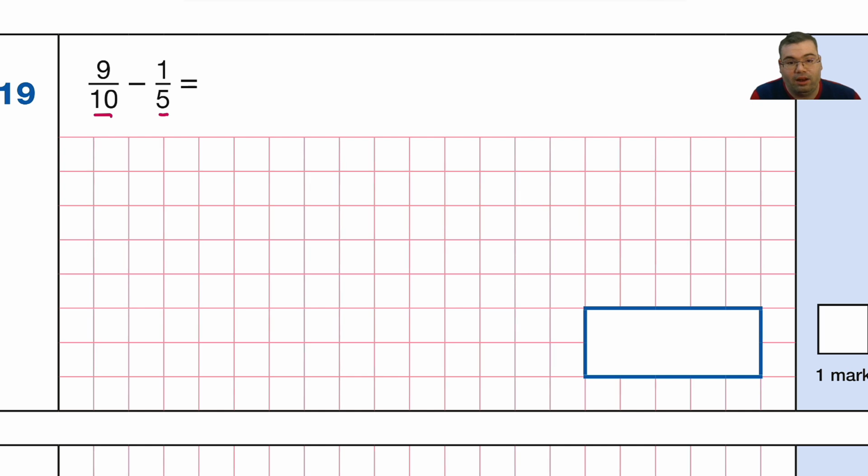So this question, we know that we need to make the denominator the same. Here we can see that we can multiply it by 2 to make it 10, right? So we can write it as 9 by 10, take away 1 by 5, we can write it as 2 over 10. So your answer is 7 over 10. That is the answer. Very easy.